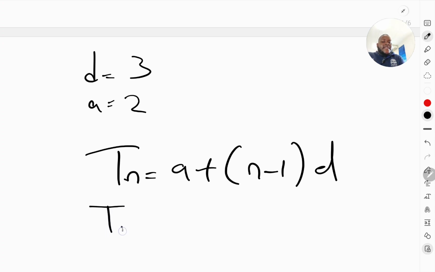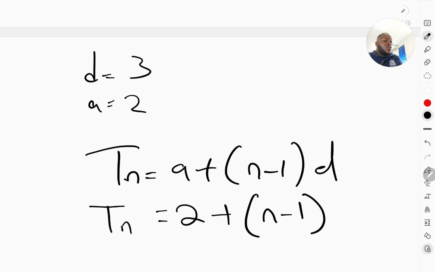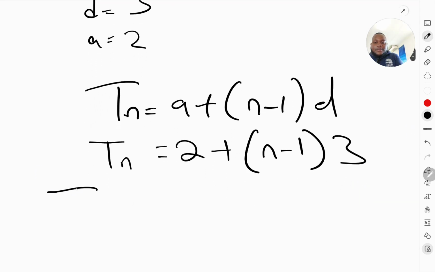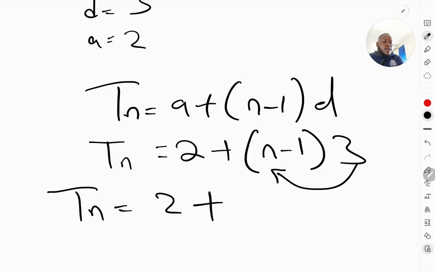So now Tn is the general term, which is given as A. What is the first term in my arithmetic sequence? It is 2, plus n minus 1. What is the difference between my two consecutive terms? It is 3. So now I'm going to have Tn equals 2 plus this 3 here, which is going to be distributed here on my n and also here on my negative 1, the law of distribution.